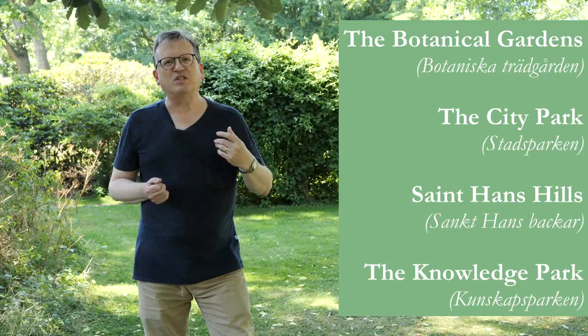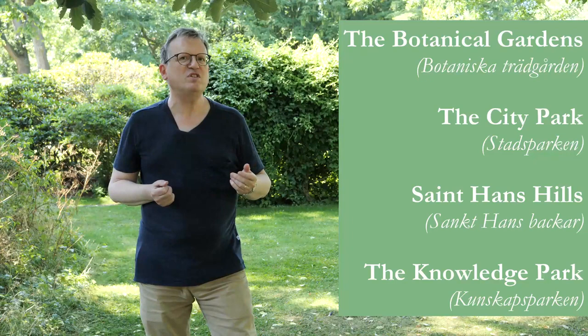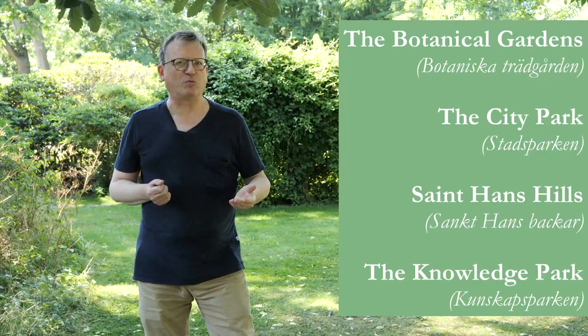Here, we will be beginning with the Botanical Gardens, but this, shall we say, orientation lecture presentation has to do with four green spaces or urban parks in Lund, Sweden. So we begin with the Botanical Gardens. We will be moving to the city park, Stadsparken. Then we will go to Sankt Hans Hills, Sankt Hans backar. And finally we will come to the knowledge park, Kunskapsparken, sometimes also referred to as the Nobel Park.